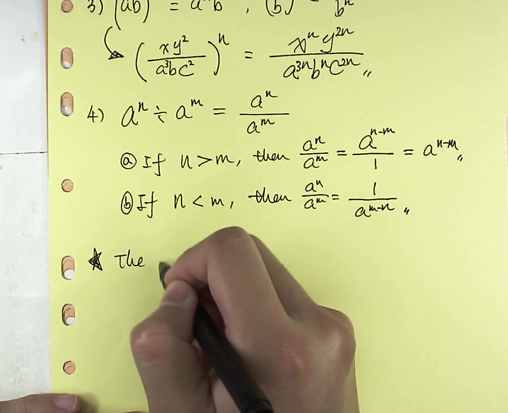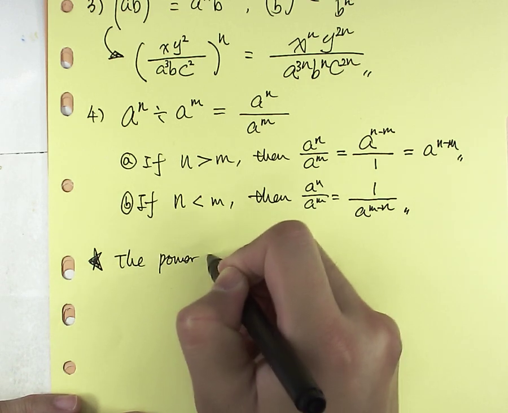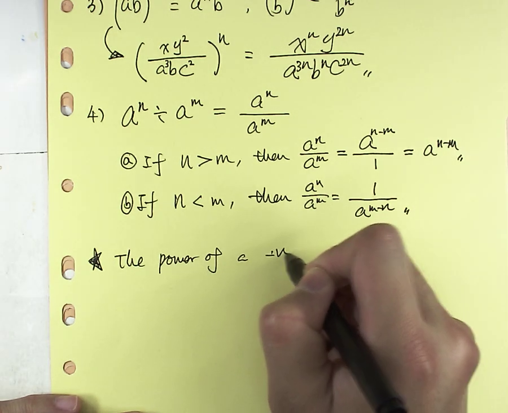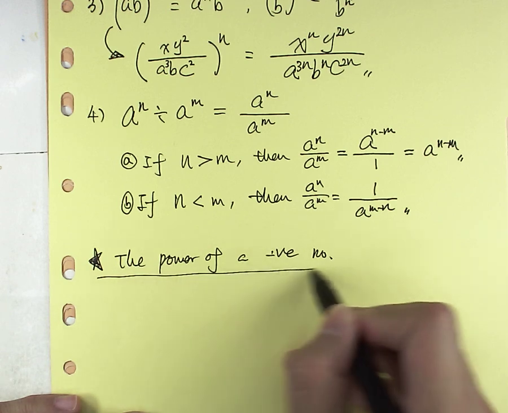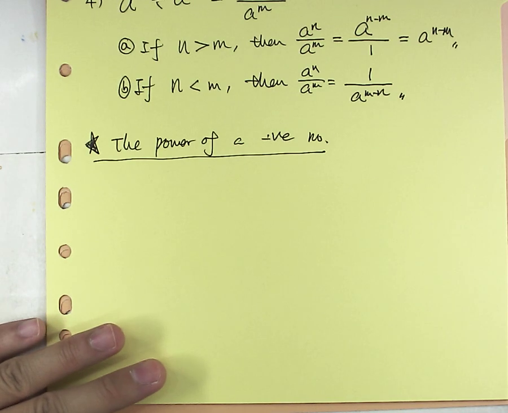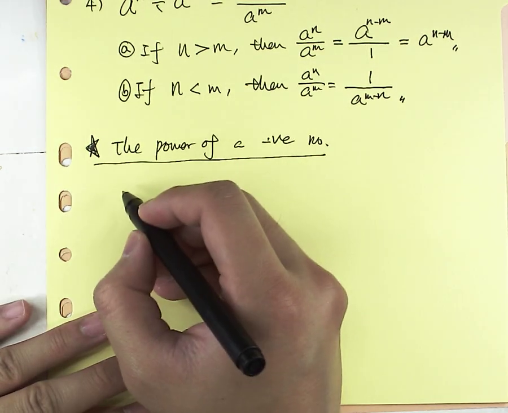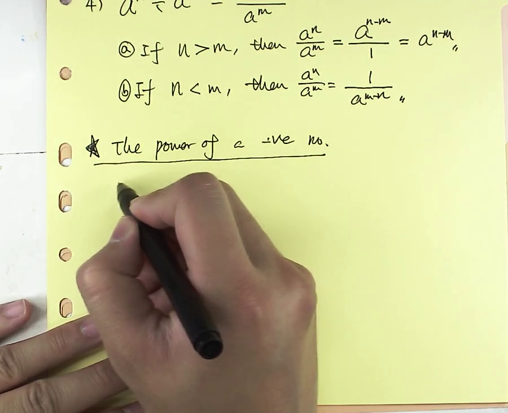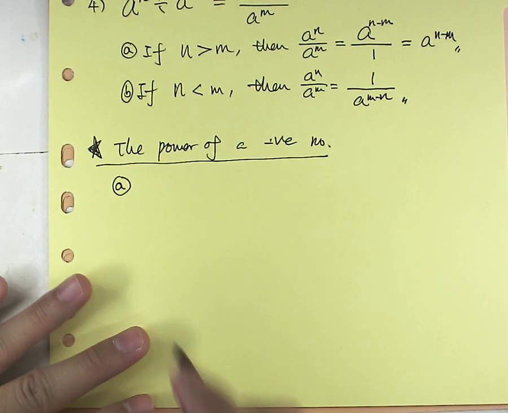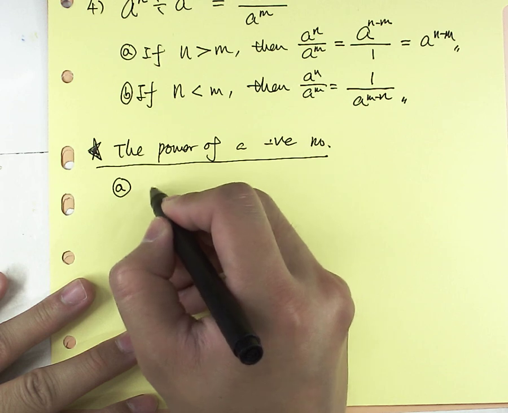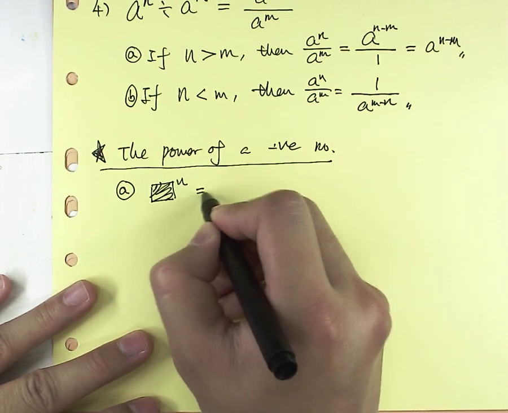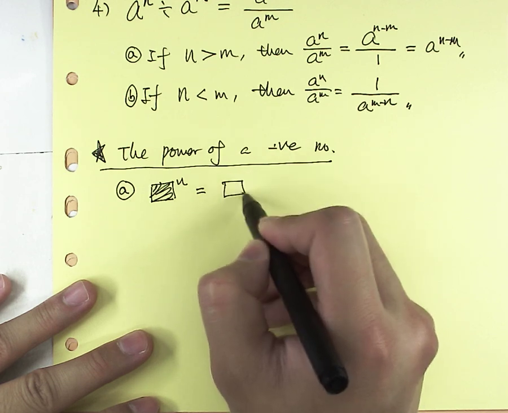The power of a negative number. The power of a negative number. Okay. So the first case, you write a. We write this. A to the power n is just equal to a to the power n, nothing.